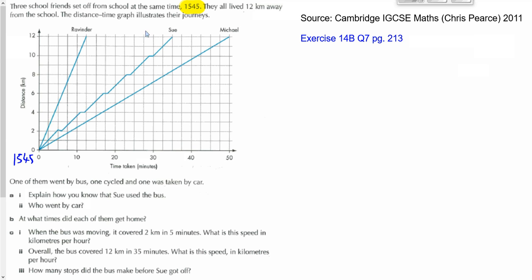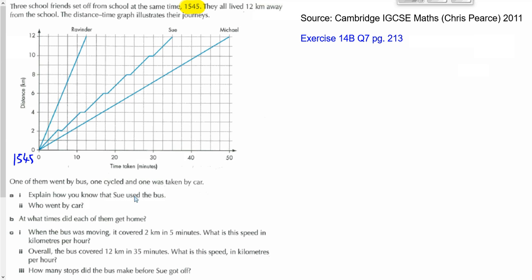So they've set off from school at the same time, and they're heading home, and they all live 12 kilometres away. So we can see here that all of these lines finish at the distance, in kilometres, 12 kilometres away. The distance time graph illustrates their journeys. As always, we have time on the x-axis because time is the independent variable.